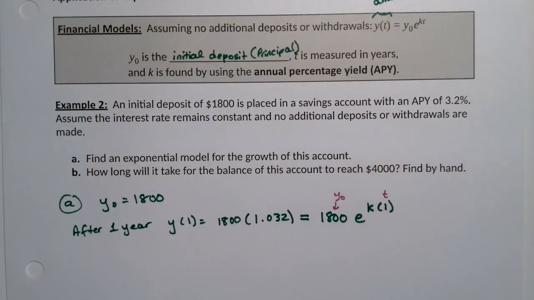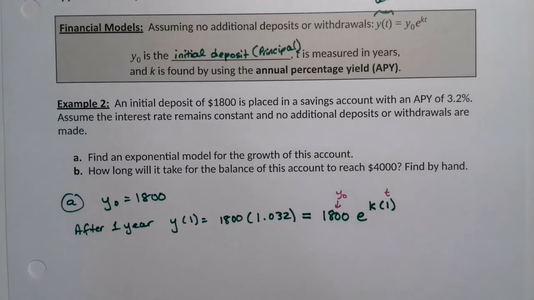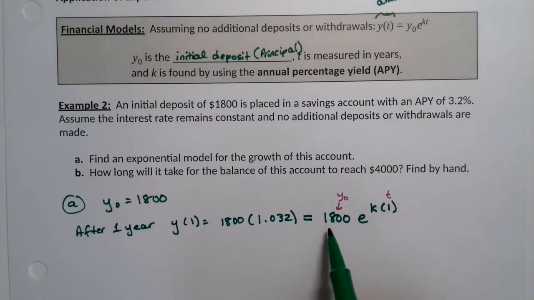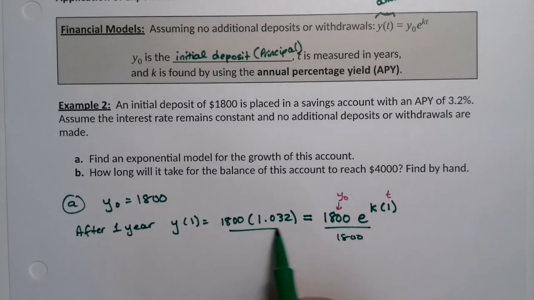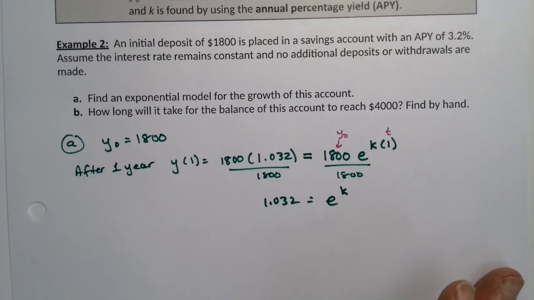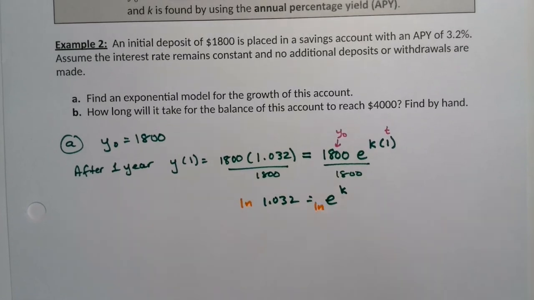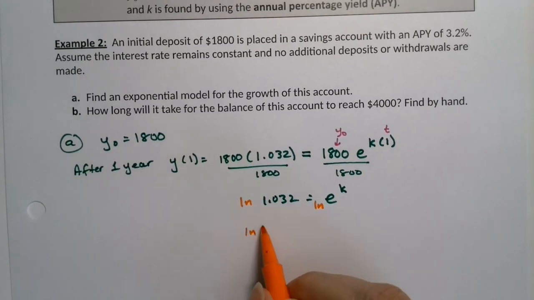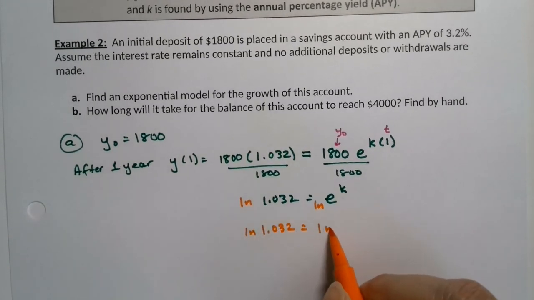All right, well, I want to solve this for k. I mean, that's what I'm trying to find here because I want to be able to find the exponential growth model. All right, so let's solve this for k. So I'm going to divide both sides by 1,800. And I'll have 1.032 is equal to e to the k, right? Because k times 1 is just k. And then, of course, because we want to solve for k and k is in the exponent, our friend, the natural logarithm of both sides, will help. So I'll have the natural log of 1.032 equals the natural log of e to the k.